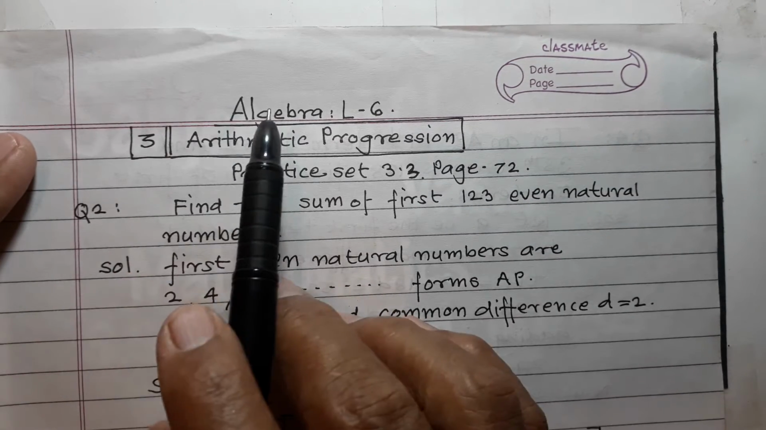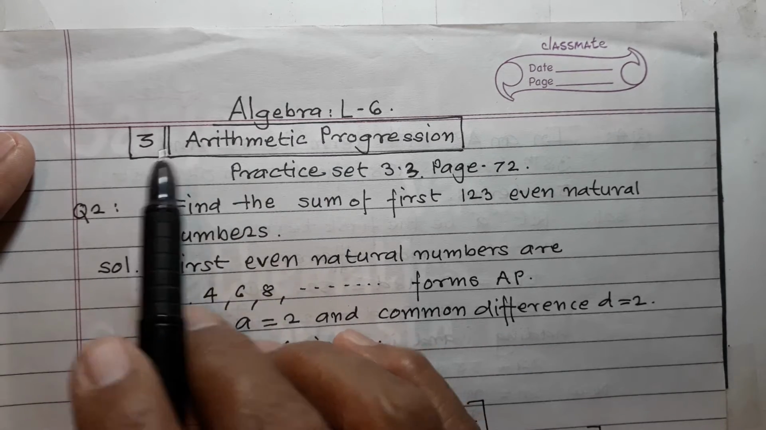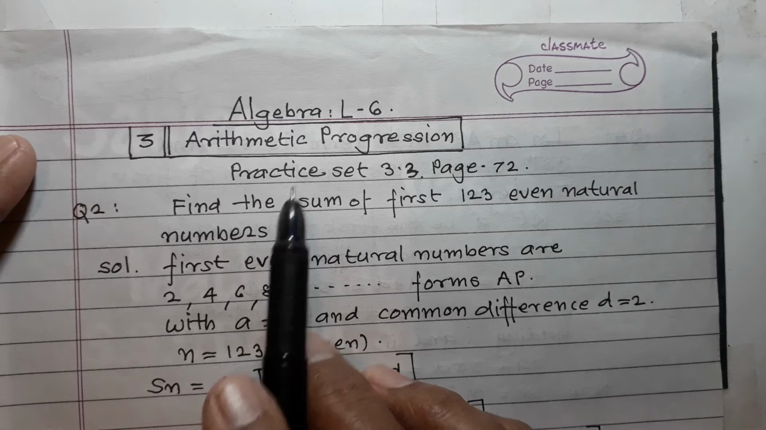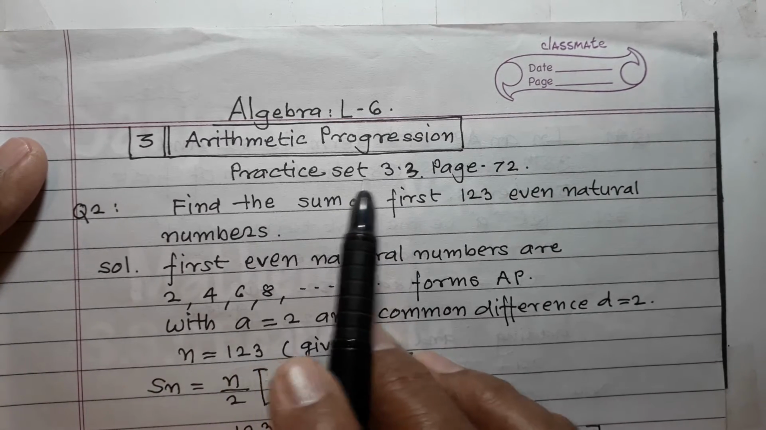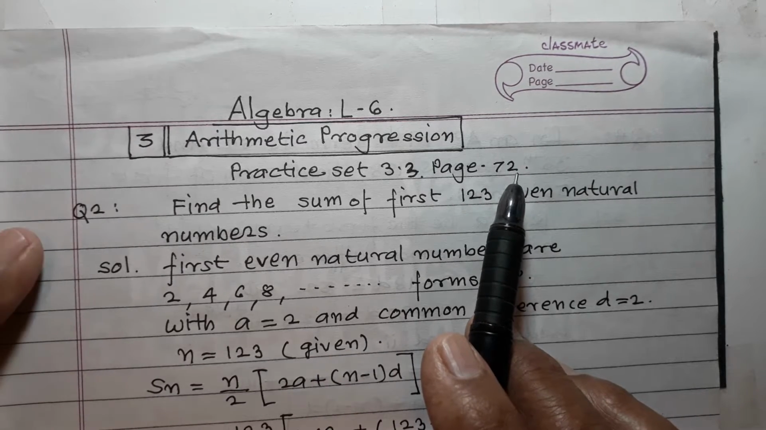Hello my dear students. Algebra lecture number 6, chapter number 3, Arithmetic Progression. In this lecture, I am going to explain examples from practice set 3.3, page number 72.